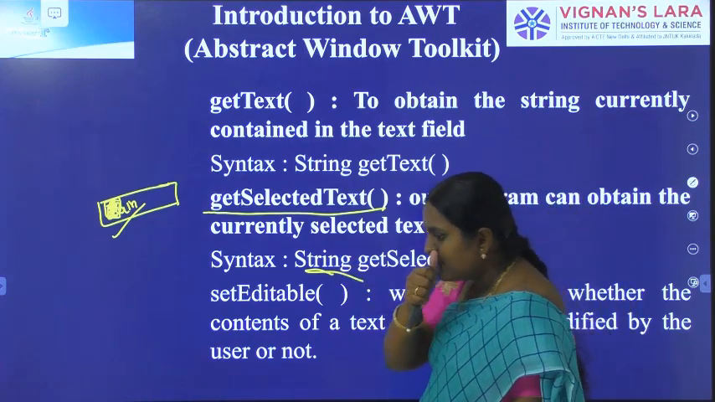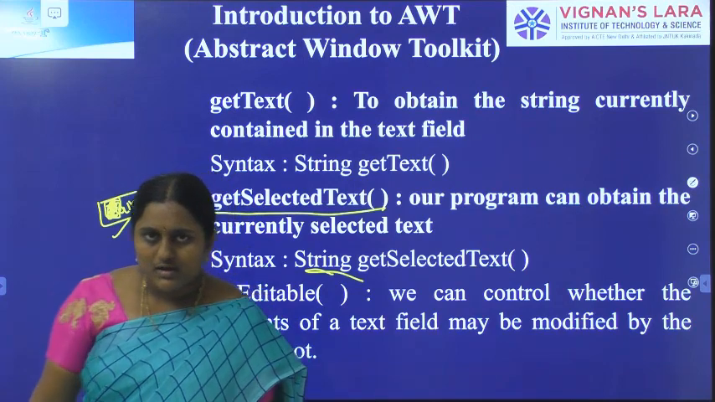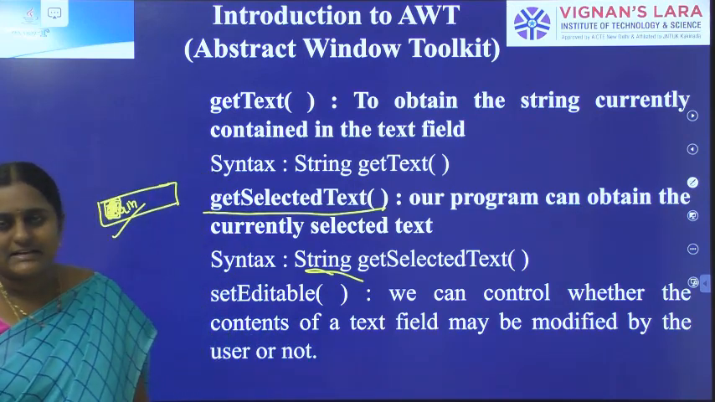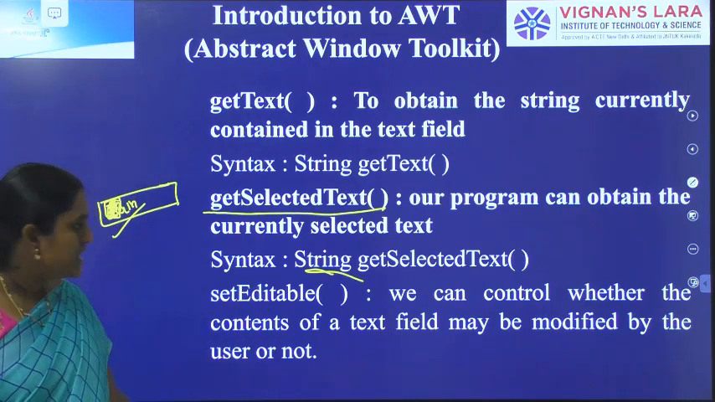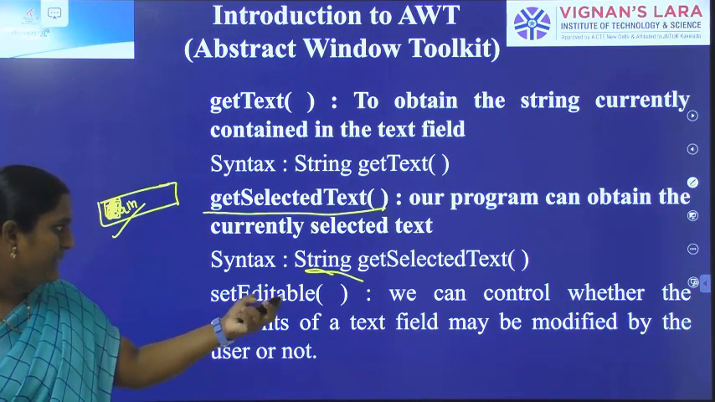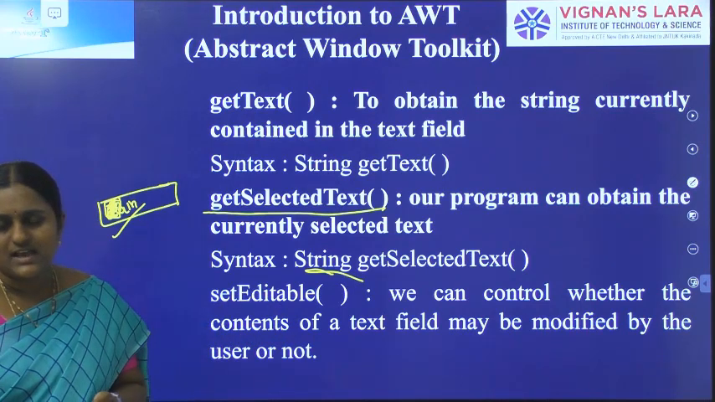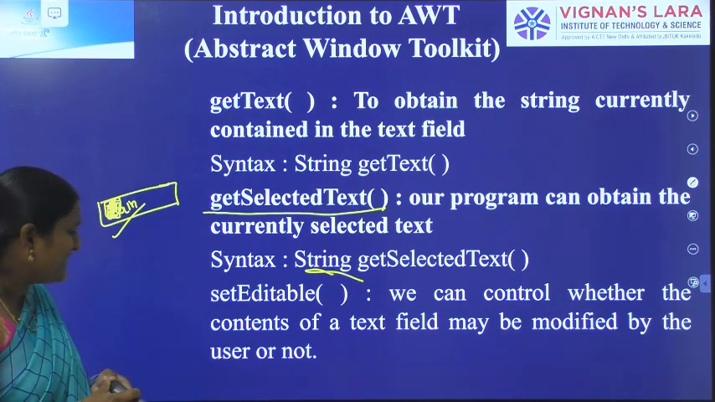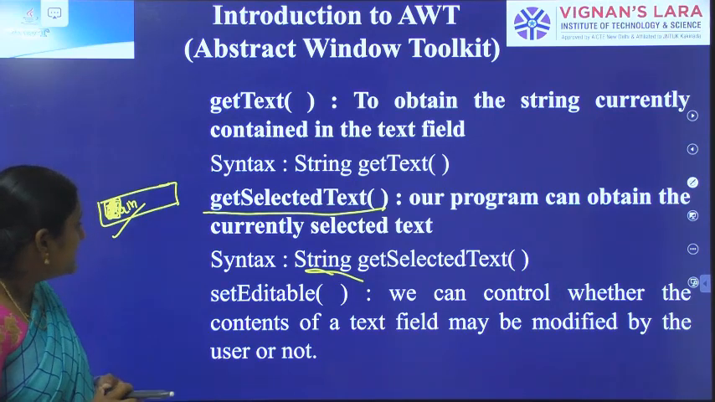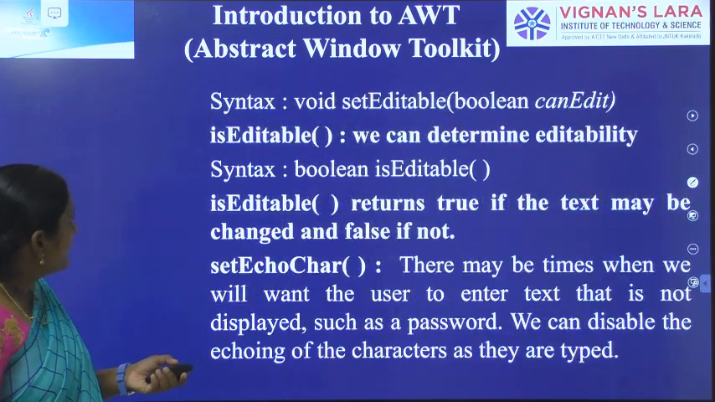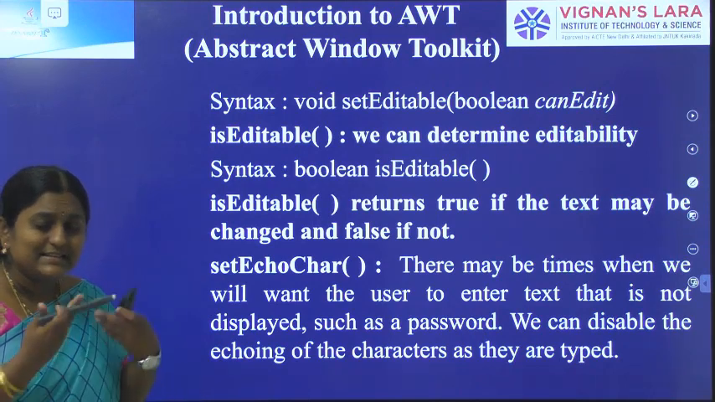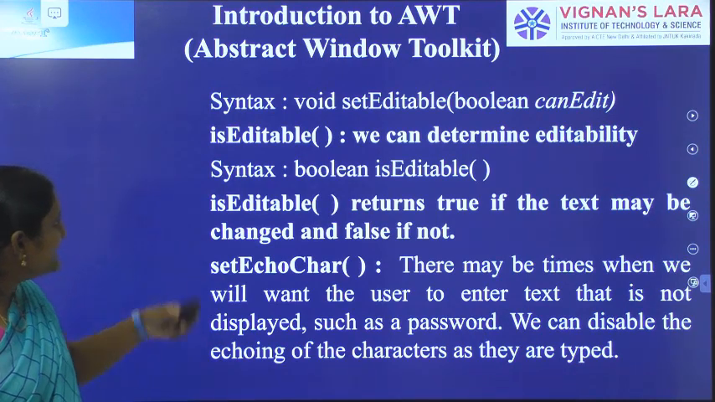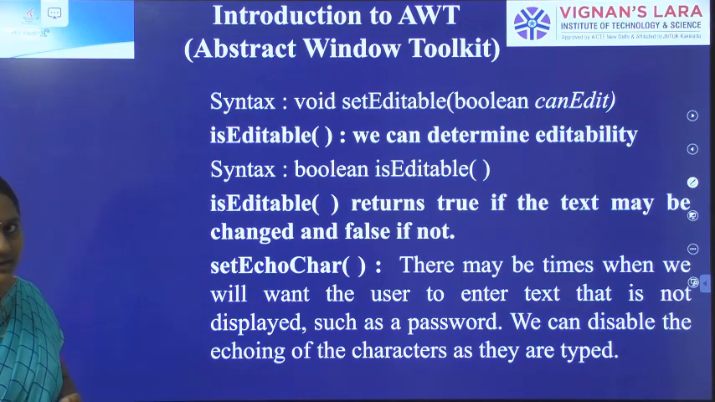Next one, setEditable. Sometimes we want to control whether particular text is editable or not. In this situation, the setEditable method will help us. These are all methods. We can control whether the contents of the text field may be modified by the user or not. So I can check whether the text is editable or not. For setEditable, it takes a boolean. Is it editable? It returns true, otherwise false. So isEditable, we can determine the editability. It also returns boolean.